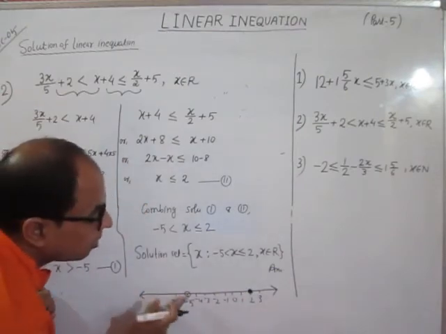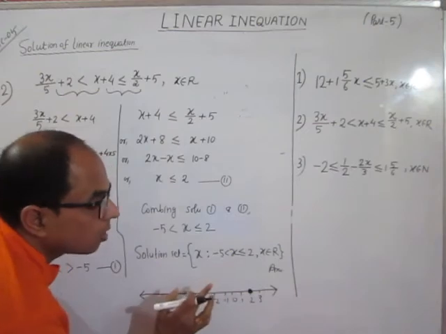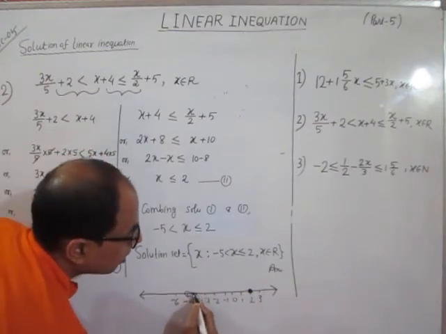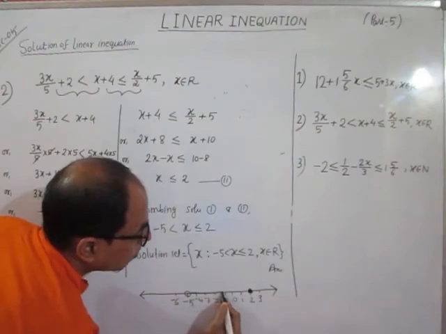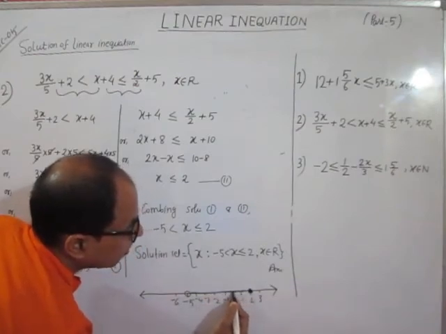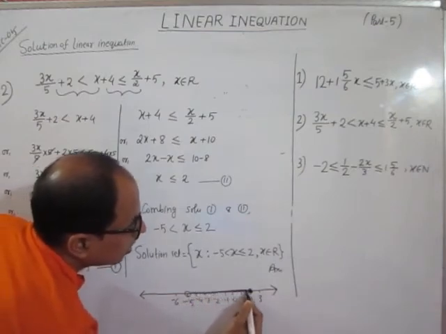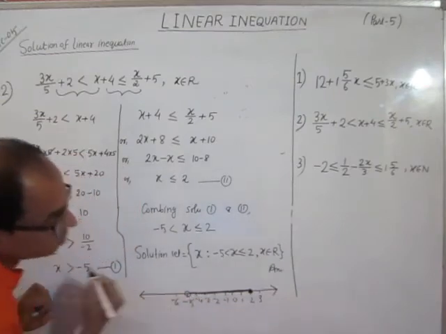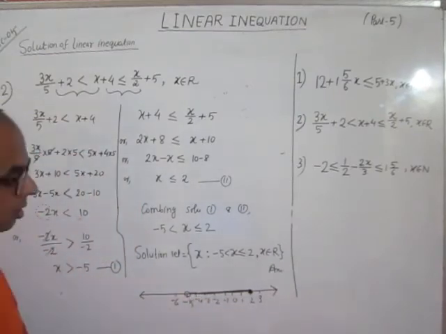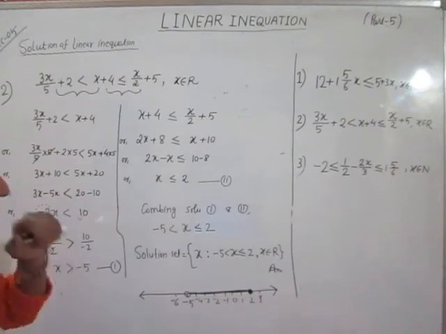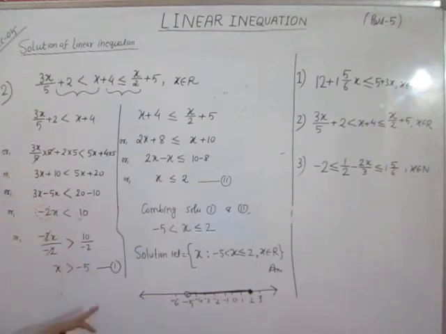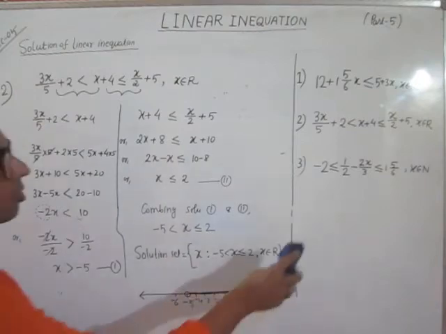Now all the real numbers between minus 5 and 2 are also the solution. So dark the numbers between these two end points. Dark it properly. Sometimes for the examiner it is not easy to see this. So this is the representation of the solution set on the graph. This is the solution of the second inequation. Now let us solve the third inequation.